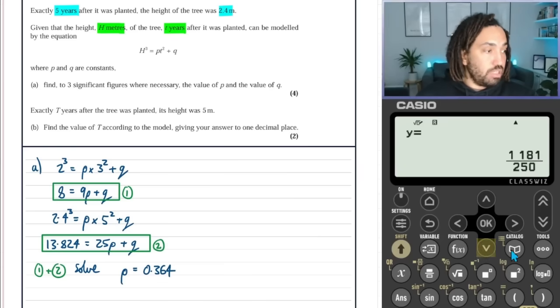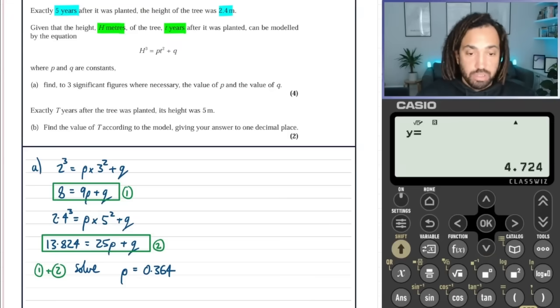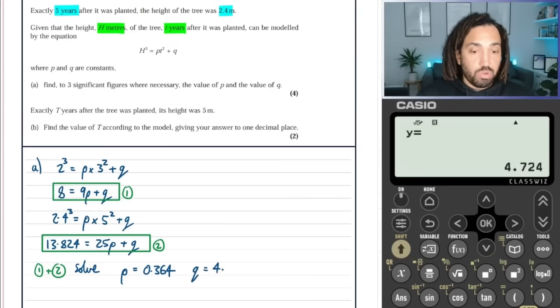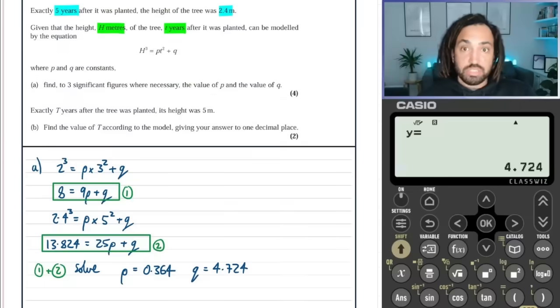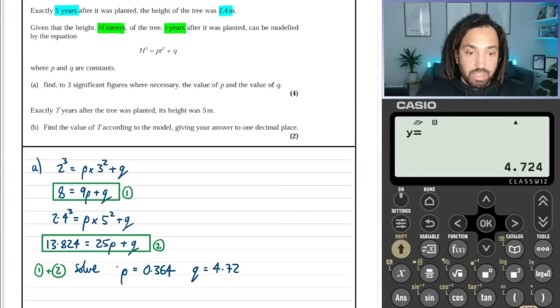And then the next one is the q, which is equal to 4.724. Perfect. And I've just noticed, though, that it does say 3 significant figures where necessary, so I need to get rid of that 4 there. And now I can box them up as my answers.